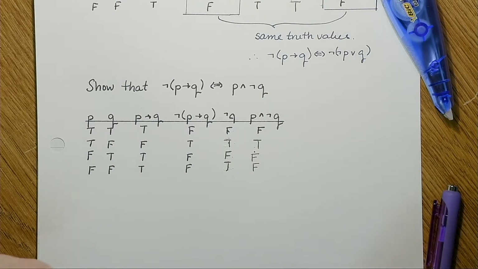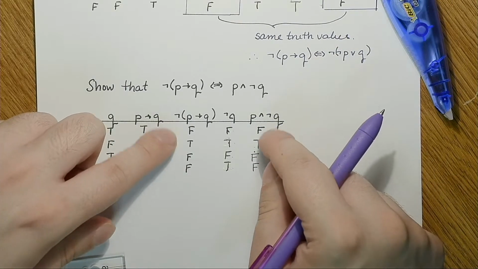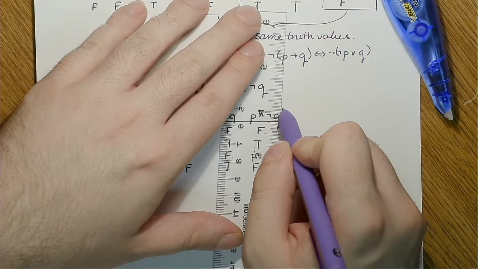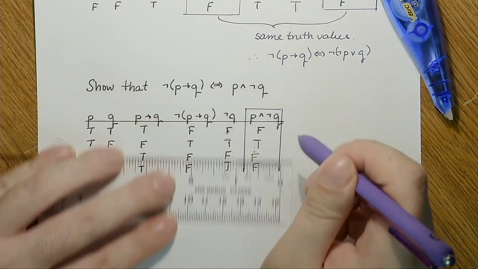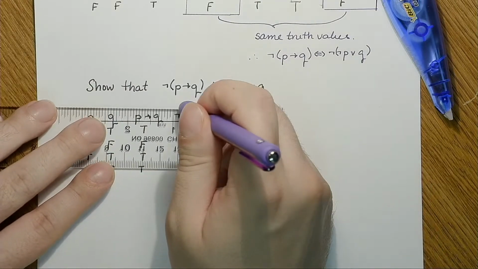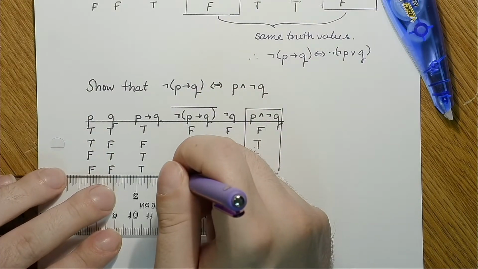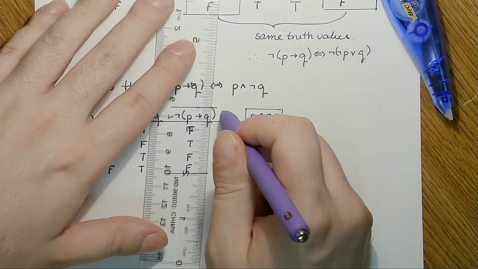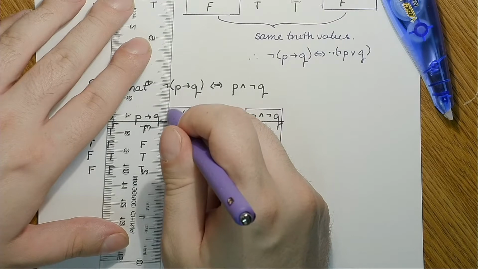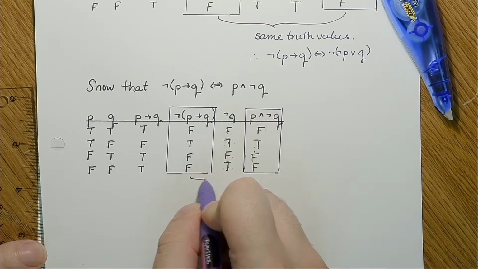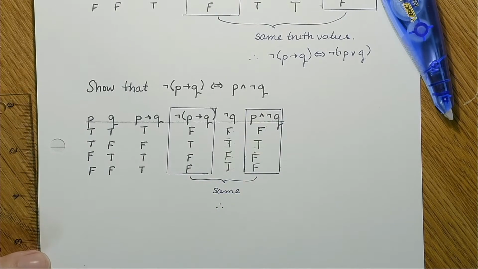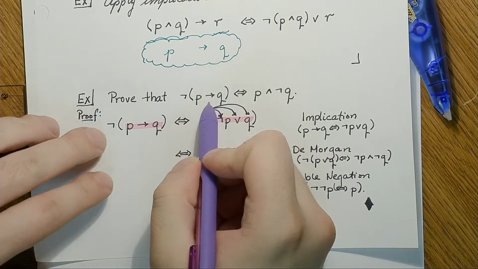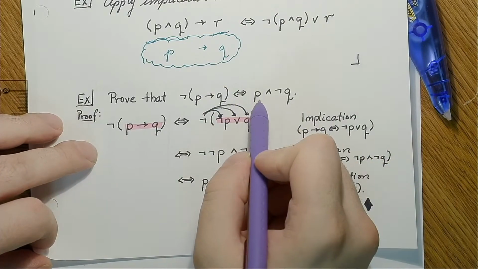So now I can actually make sure that those are matching. There we go. And these are the same. So therefore, now by the truth table, we had shown that not P implies Q is logically equivalent to P and not Q.